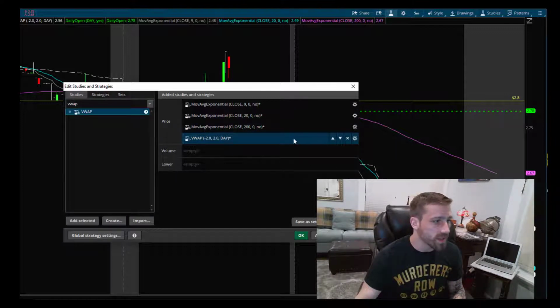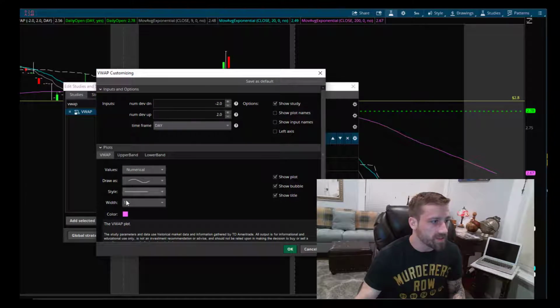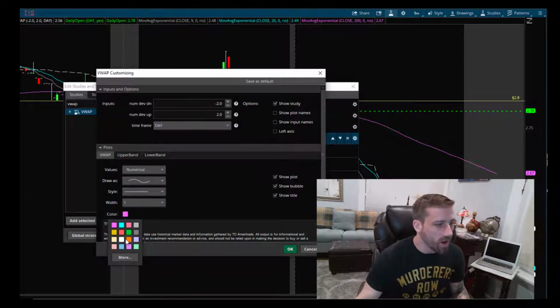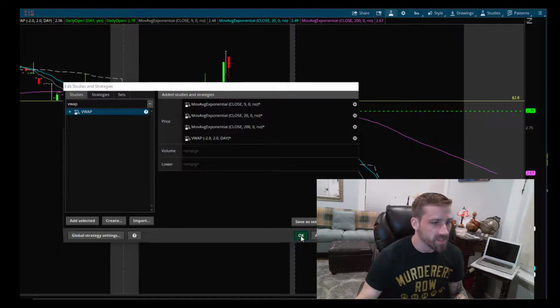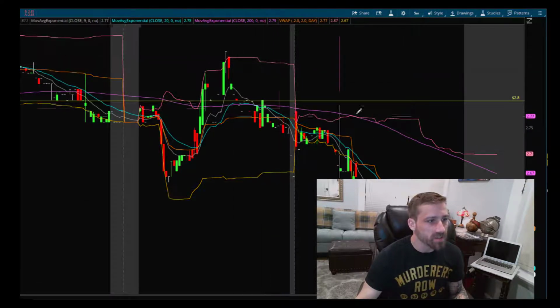So, you can literally make this any color you want. You can make it look any way you want, whatever sticks out to you. I'll make it orange in the case of this example. And you guys can see how this looks.